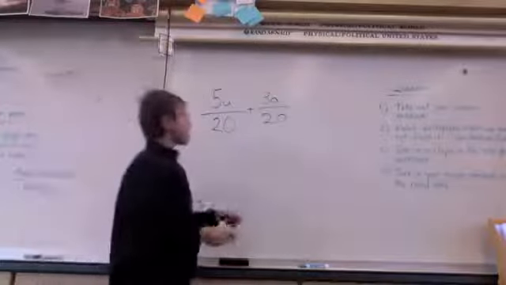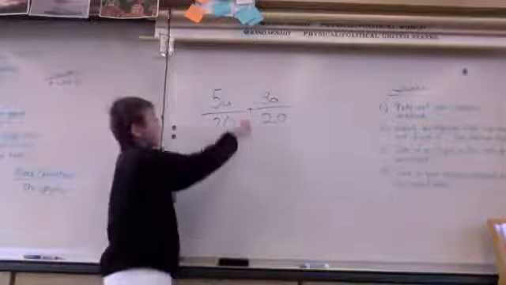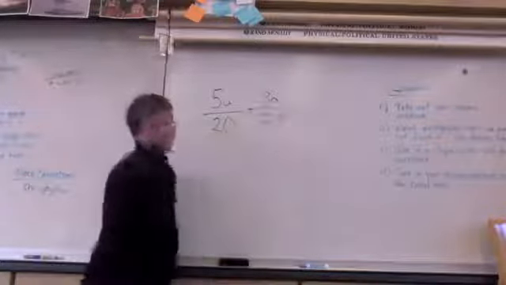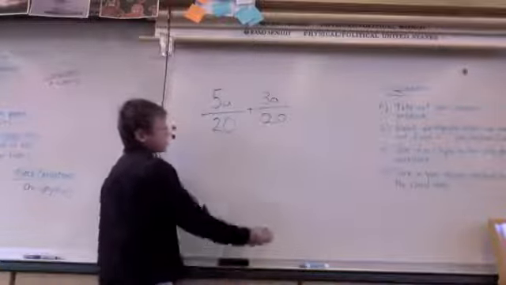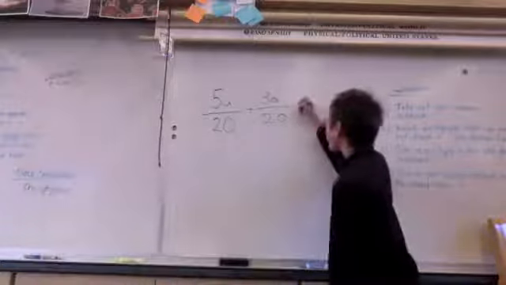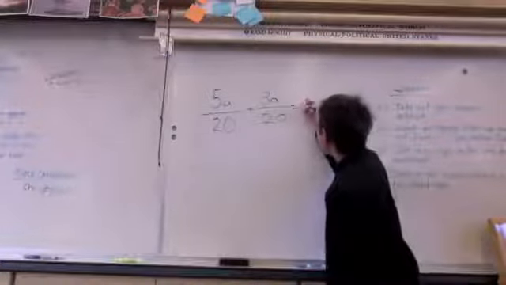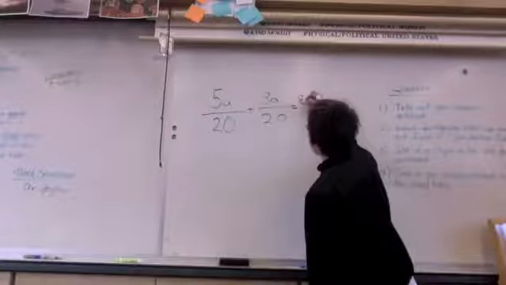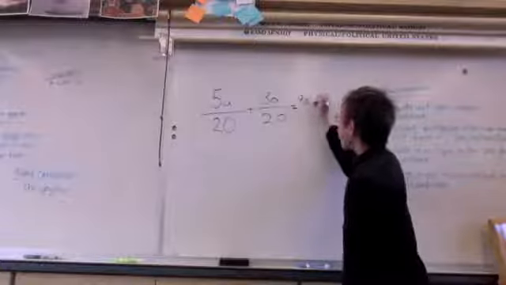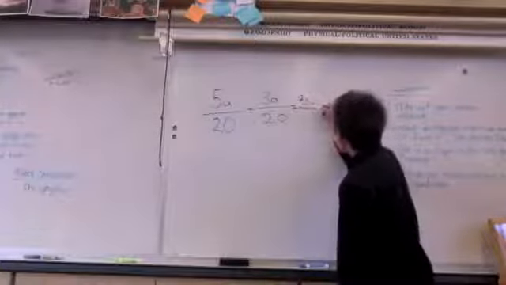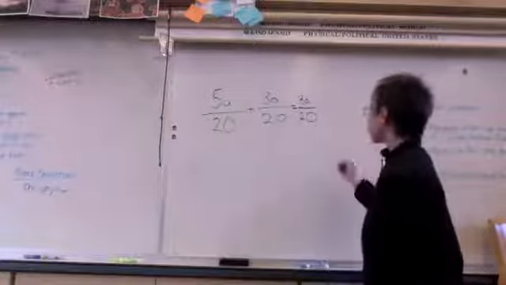Let's look at this problem. This time we're using variables. As you can see, we have an A. We still do the same thing. We add the numerators and keep the denominator the same. So we have 8A, because 5 plus 3 equals 8, and A over 20, because you keep the denominator the same.